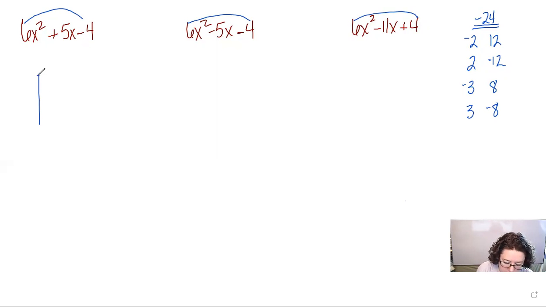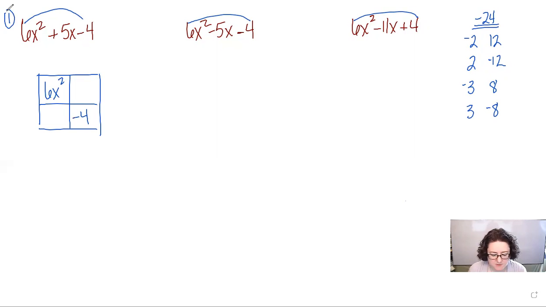So in our first one, again, first term in the first box, last term in the last box. Let's call this number 1. For number 1, to get that positive 5x in the middle, we want to have the negative 3 and positive 8. So I'm going to plug those in. It really doesn't matter which order you plug them into your box, to be honest. It's all about making sure that you're getting that middle term set up properly.